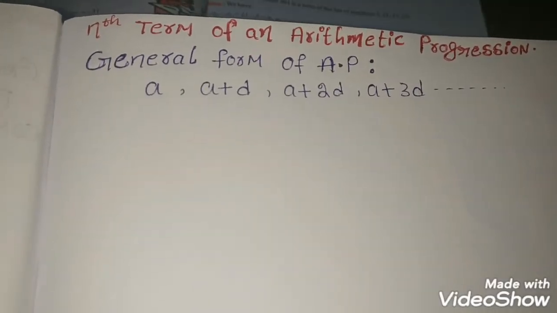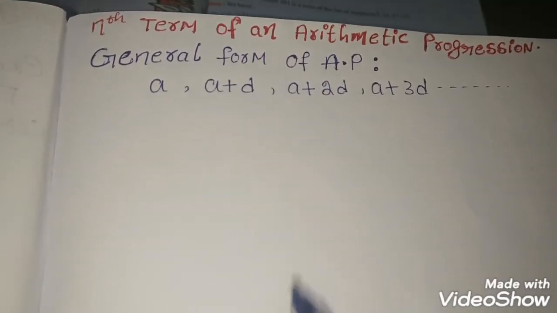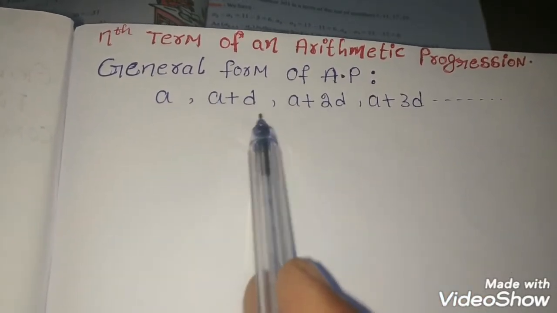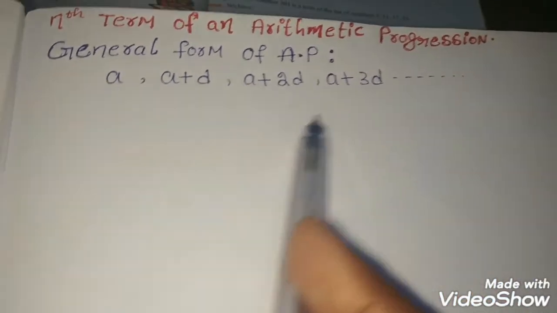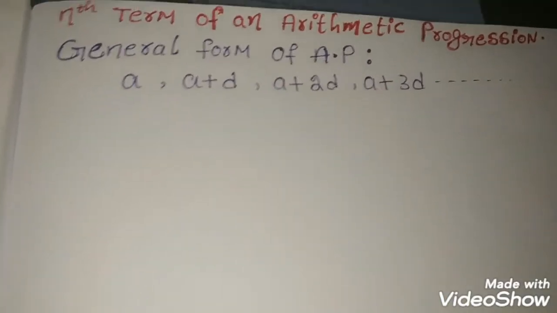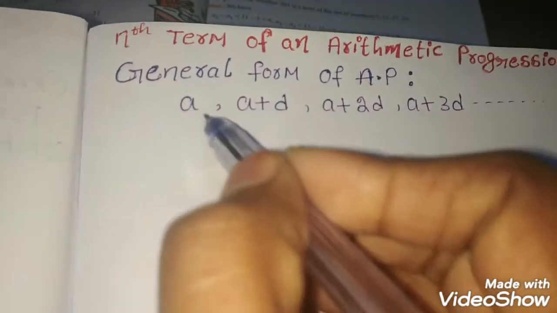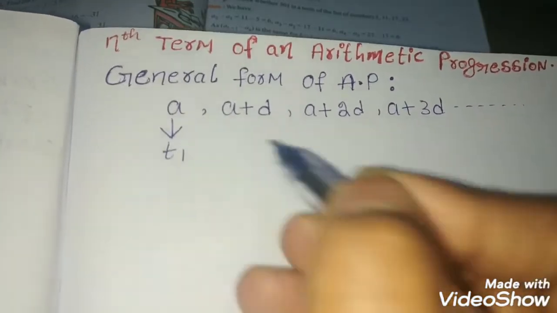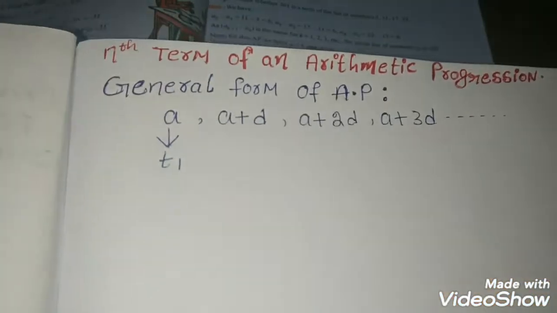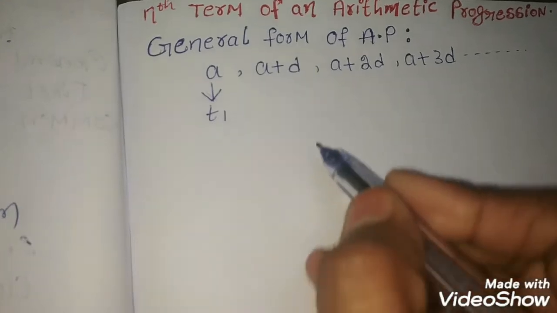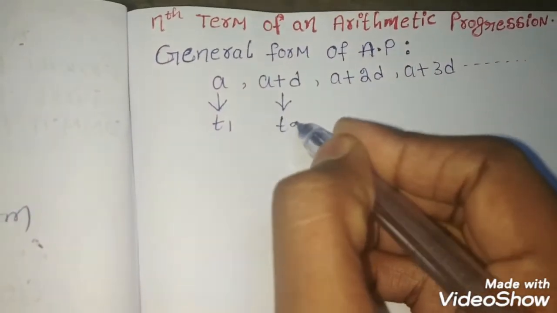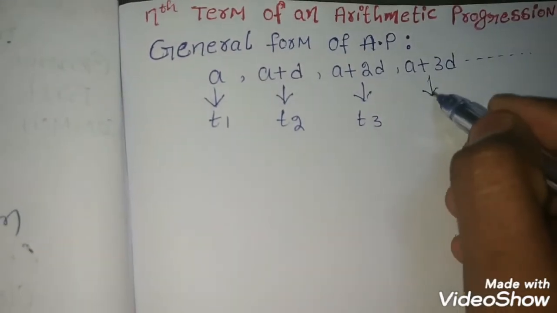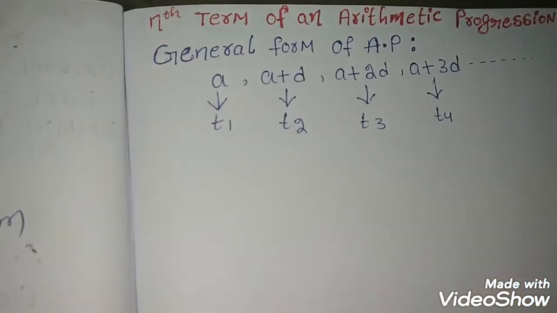Let's start nth term of an arithmetic progression. Actually, we know that the general form of arithmetic progression is A, A plus D, A plus 2D and A plus 3D and so on. So what is this A? This is the first term, that is term 1. And what is this? Term 2. This is term 3. This is term 4.